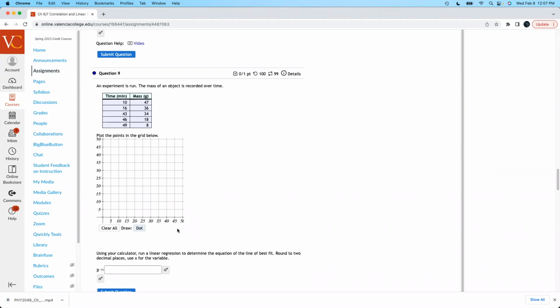But when you're going to draw your dot plot here, anytime time is one of your variables, that will be your independent, or what we call the explanatory variable. And then mass here would be your response variable. So these would be your x's, these would be your y's.